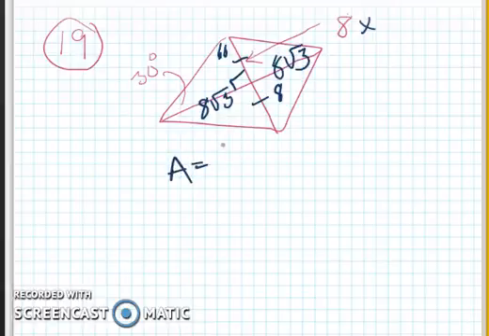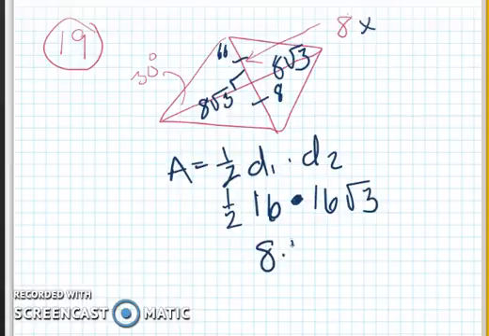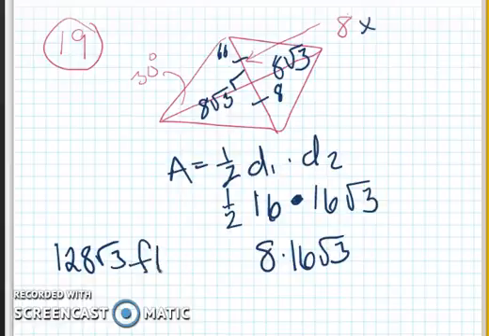So again, we have the area equal to 1/2 diagonal 1 times diagonal 2. Diagonal 1 is going to be 8 plus 8, which is 16, and we're going to multiply that by 8 rad 3 plus 8 rad 3, which is going to be 16 rad 3, and we'll take half of that. Half of 16 is going to give me 8 times 16 rad 3. And then 8 times 16 is going to give me 128. So I get 128 rad 3. And this one, problem 19, is in feet. So square feet for the answer.